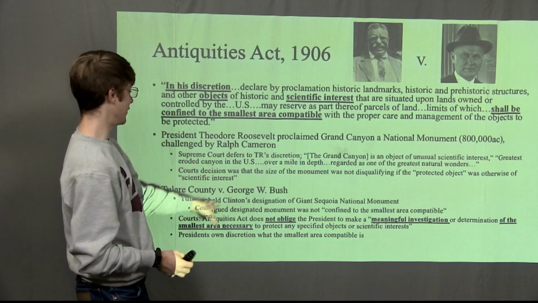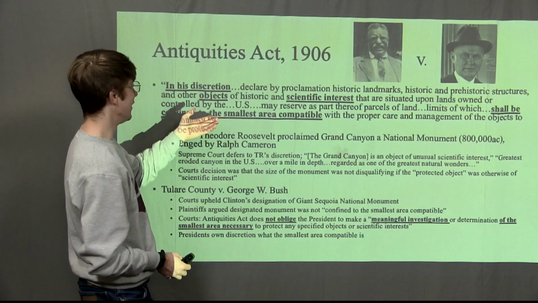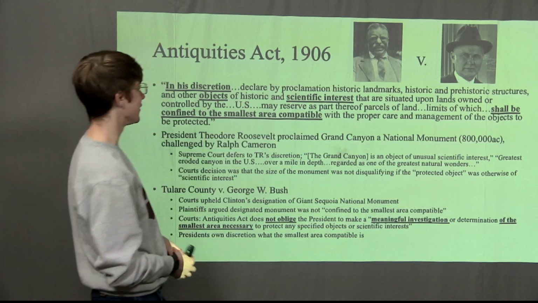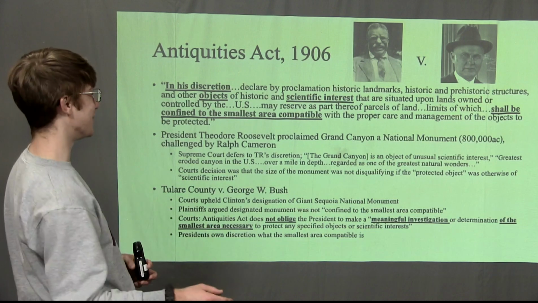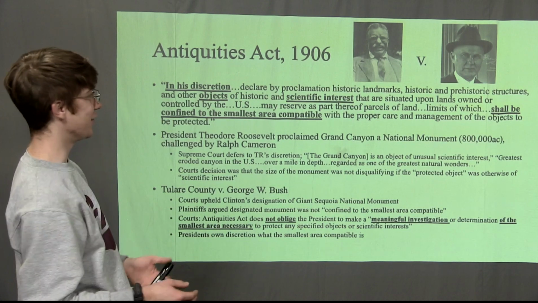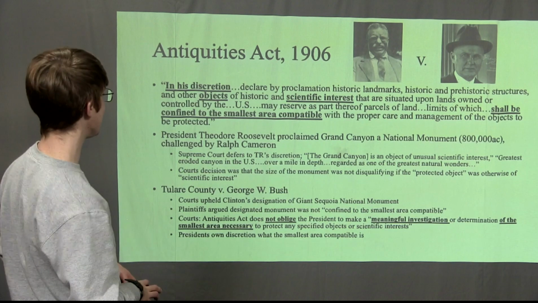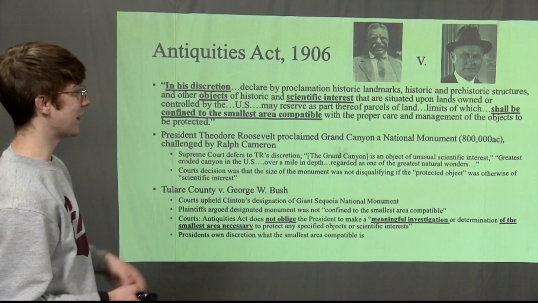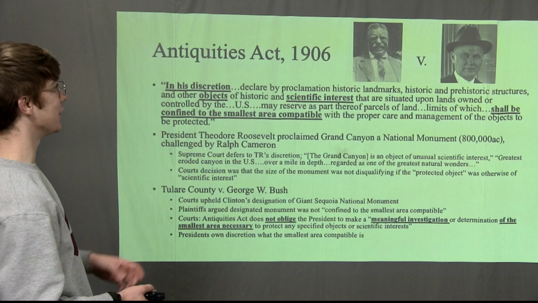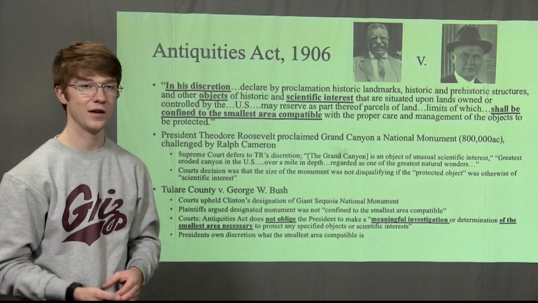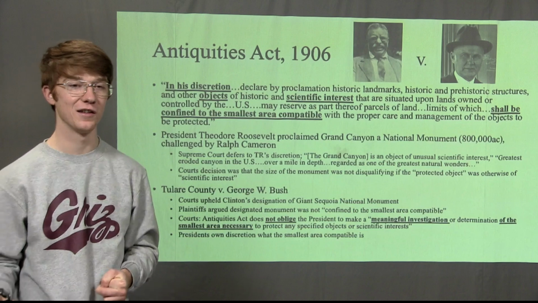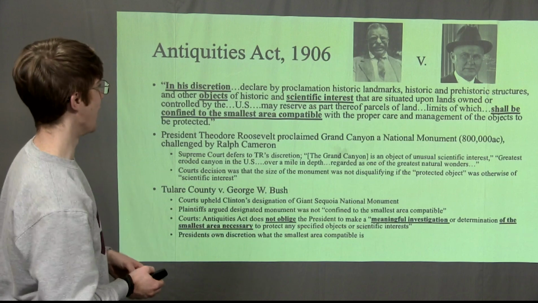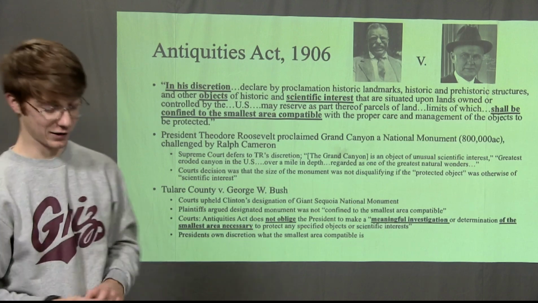Essentially, like I said, with Tulare County, what the courts found there is that it is solely the president's discretion to determine what the smallest area compatible is. There's not that best available science mandate. There's no mandate stating to consider economic effects on local economies or anything like that. It's solely the president's discretion. So in this case, you could argue that presidents could use this more expansively if they wanted to. It would be very unpopular, I think, and their desire to be reelected is probably one of the biggest limits on discretion for using this act.